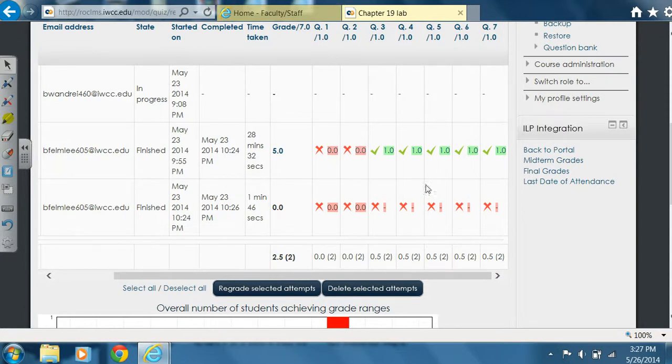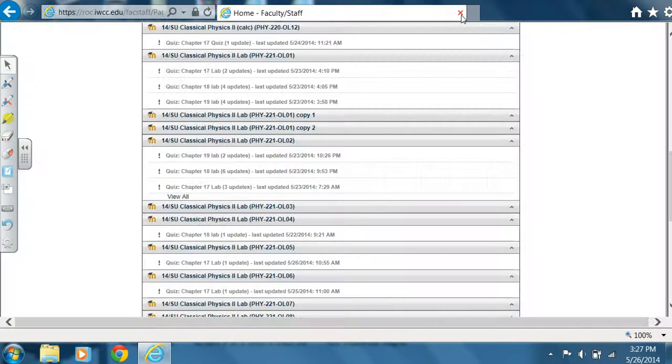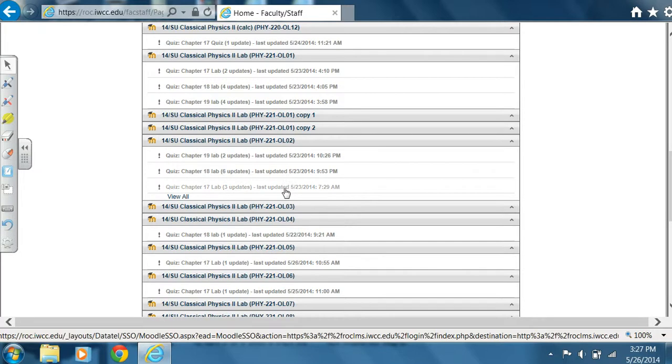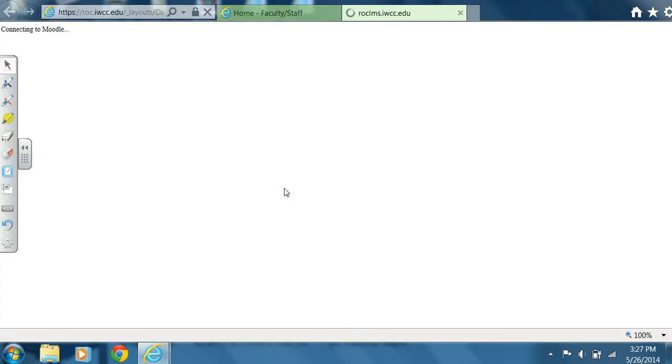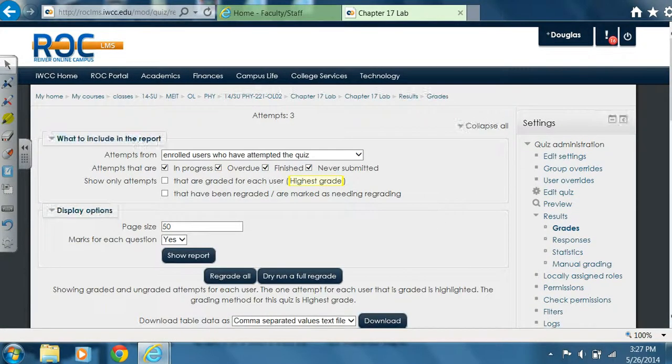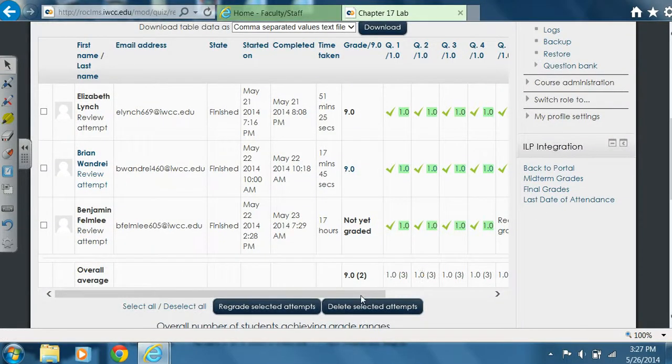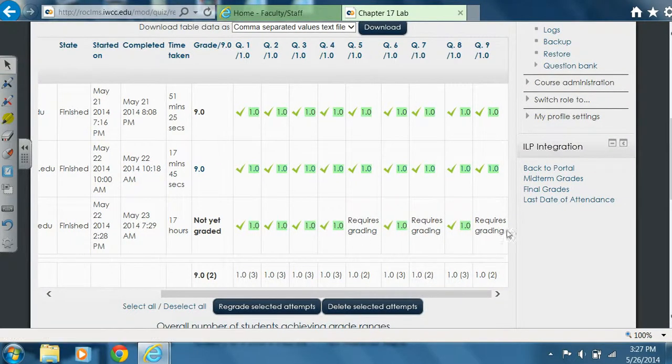And I guess that's probably good enough. We're going to show, there's one more thing we want to show that we haven't shown yet. And so we'll come up on Lab 17. I just clicked on attempts. We have 3 guys to grade here.